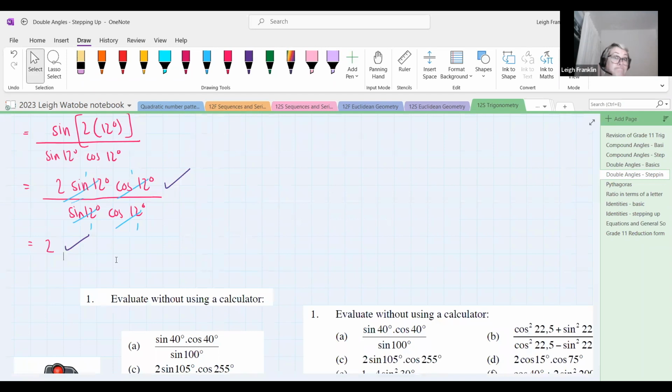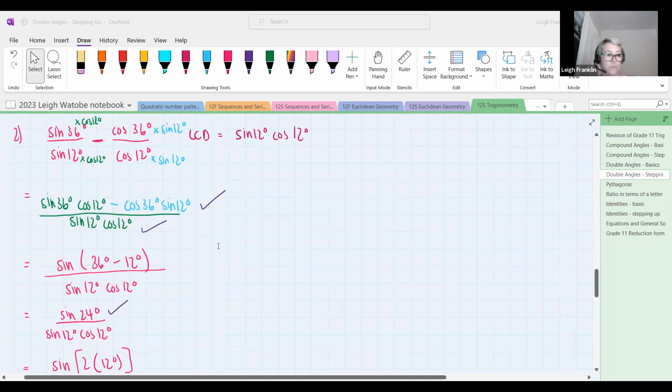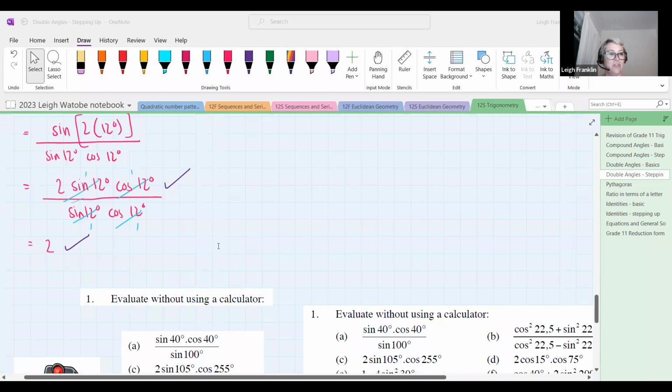Okay, if it happens that you wrote that step and then you wrote your 2, you're going to get penalized. Yes, you would be penalized 1 mark.